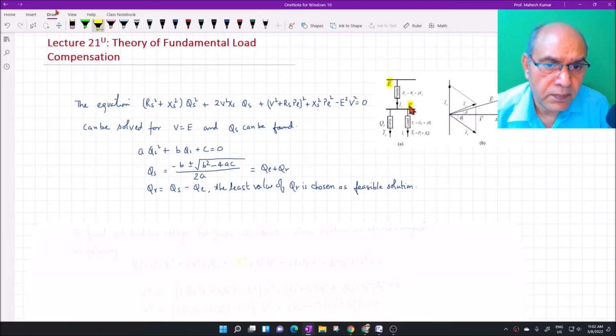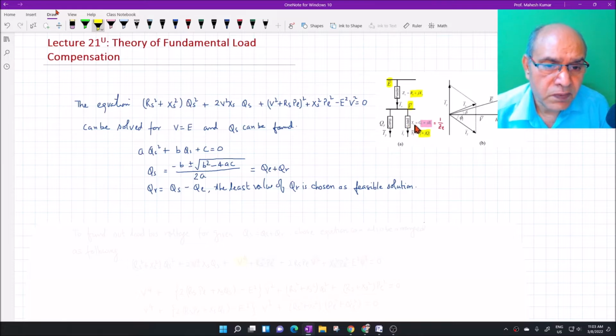load bus voltage V, and between these two buses there is a feeder which has the impedance of Rs plus jXs, and then this is supplying a load here which has admittance of GL plus jBL, or you can also write it in terms of the impedance 1 by ZL. And this load is demanding the power of PL plus jQL, that is, the real power is PL or real load power, and the reactive power is QL.